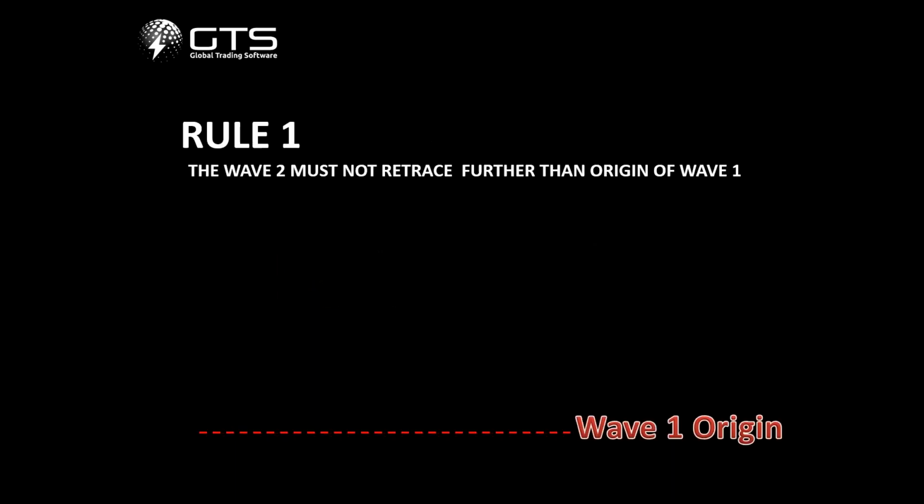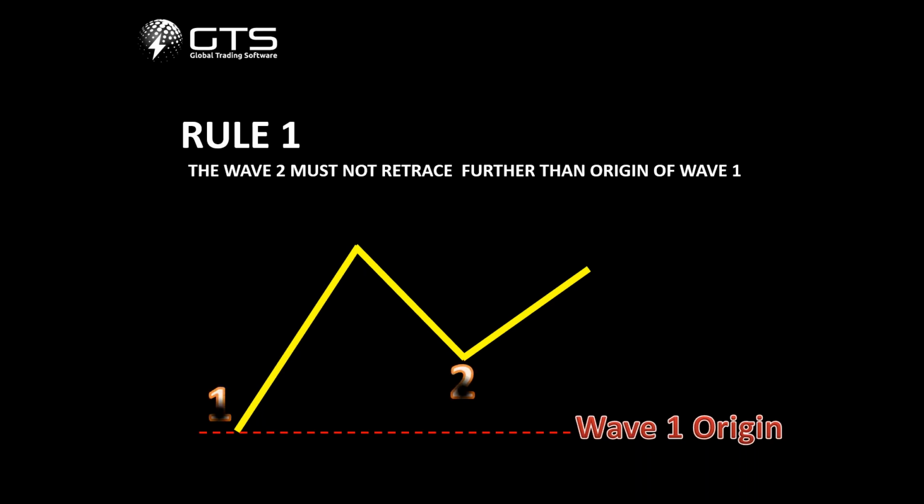Rule 1: wave 2 must not retrace further than the origin of wave 1. This is the start of a trend, potentially. We get this first impulse move, wave 1, and then wave 2 pulls back, but wave 2 finds higher support, so it hasn't broken the rule of breaching the origin of wave 1. That's the first rule. It's really simple. If we're going long, we've got a higher support level. If we're going short, it's the opposite way around. We'll just stick with longs for now.